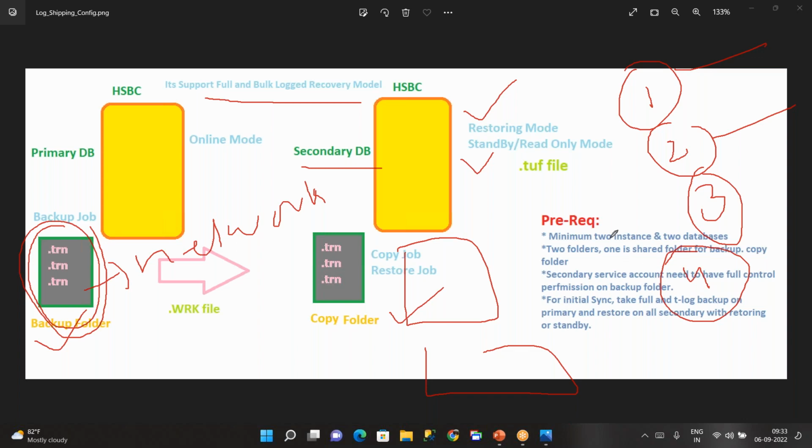Fourth point, create a backup folder, copy folder, and grant the permission to the backup folder. What is the fifth point, sir?